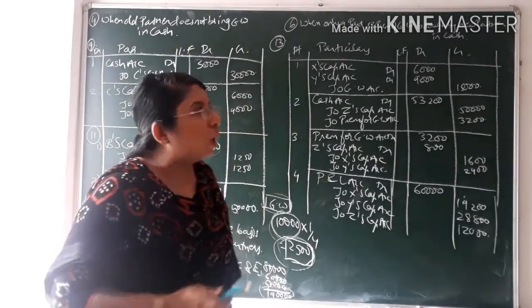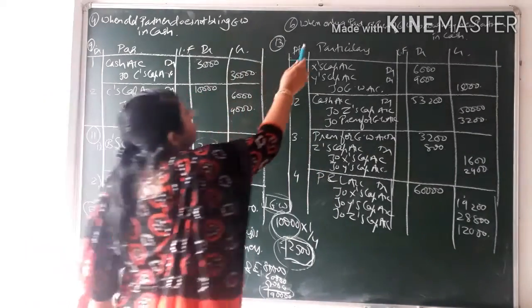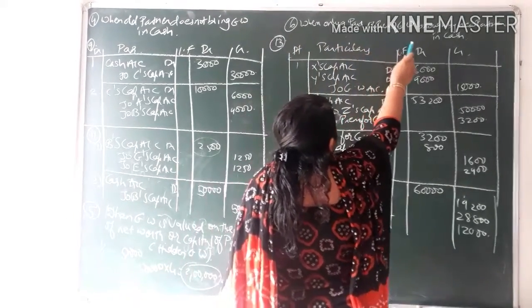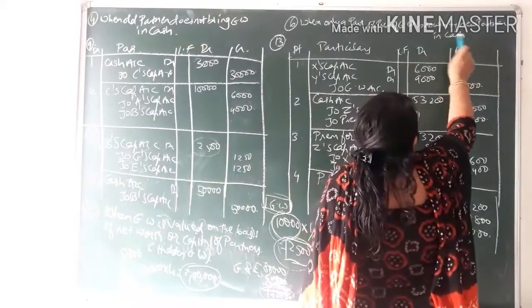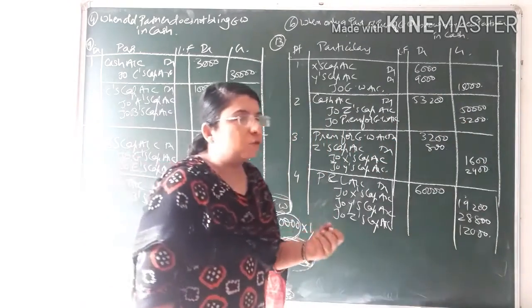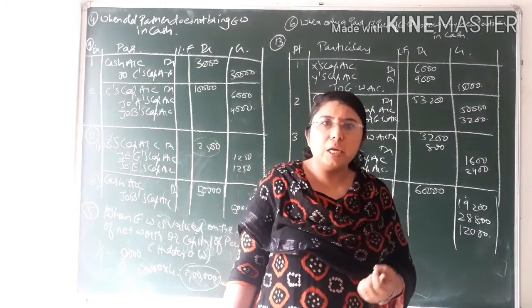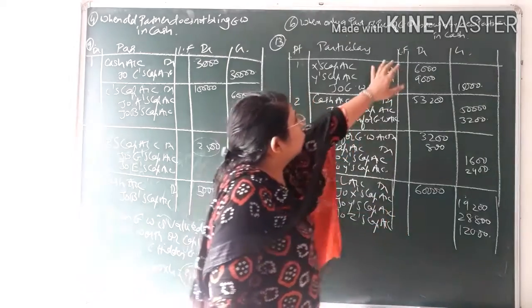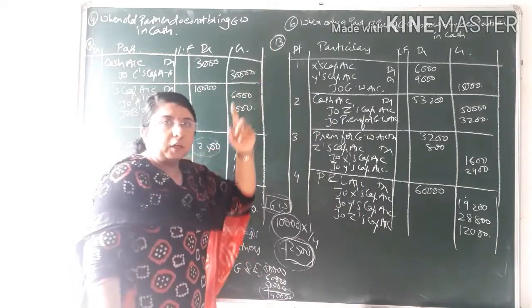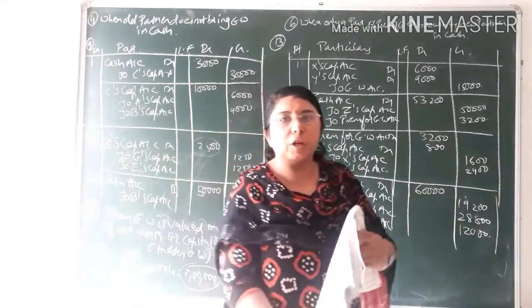Now moving on to the 6th point. You can see over here I have written: when only a part of premium of goodwill is brought by the new partner in cash. Which means out of the total goodwill that he has to bring for admission in the firm, he is bringing only a part of that goodwill in cash. For that I have taken question number 13 of your textbook, that is the last question of question number 4.